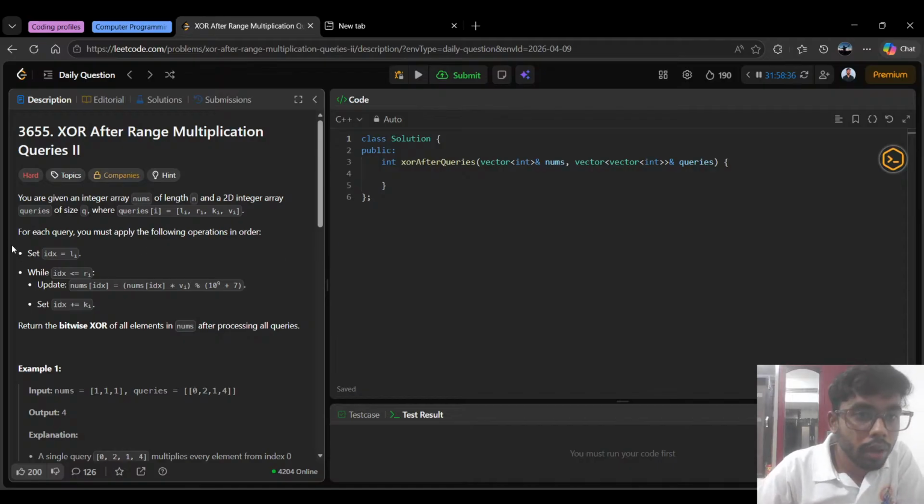So what we are asked: we are given an integer array nums of length n and a 2D integer array queries of size q, where queries[i] is [li, ri, ki, vi]. Set index equal to li, while index is less than or equal to ri, update nums[index] to nums[index] times vi, modulo 10^9 + 7. Then we move the index by ki places. And we have to return the bitwise XOR of all elements in nums after processing all the queries.